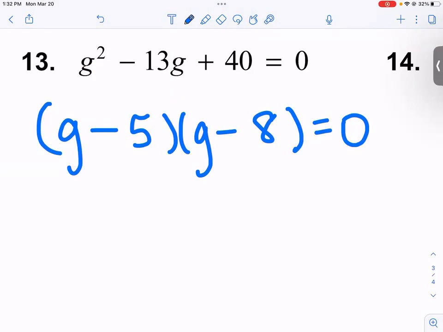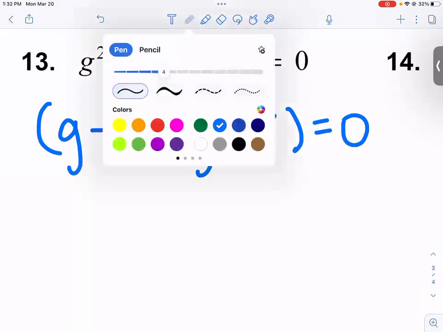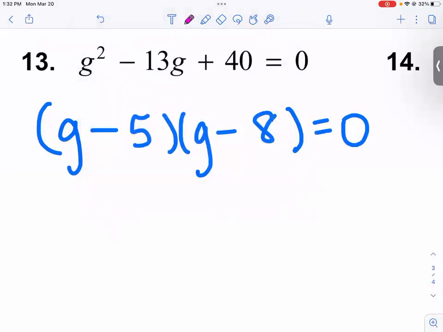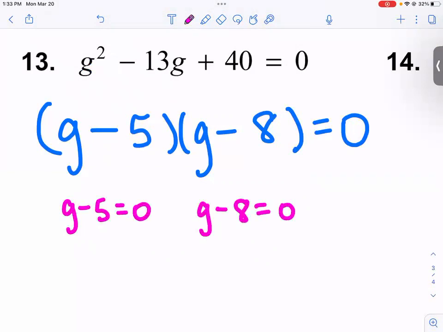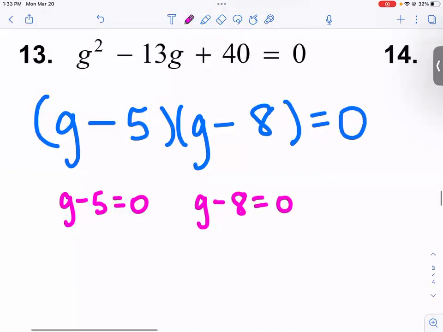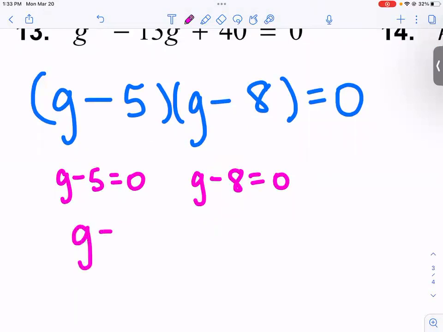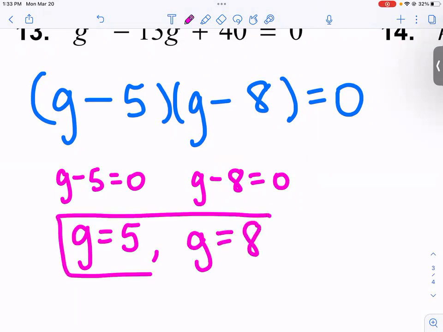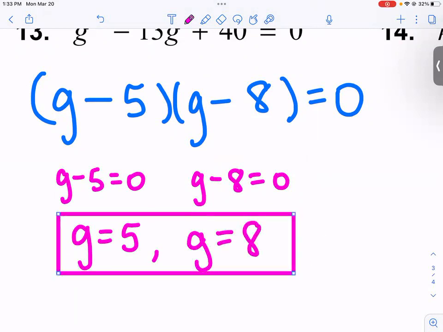Okay. So now if we have 2 factors that are multiplying to equal 0, then we know one of them or both of them have to equal 0 because of the zero product property that we did on our course last week. So this means G equals 5, and this means G equals 8. So now we can actually find solutions.